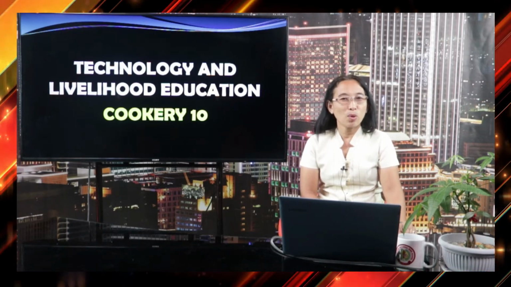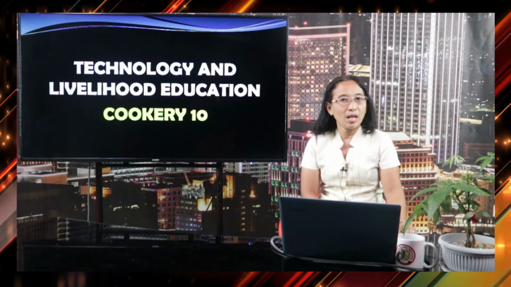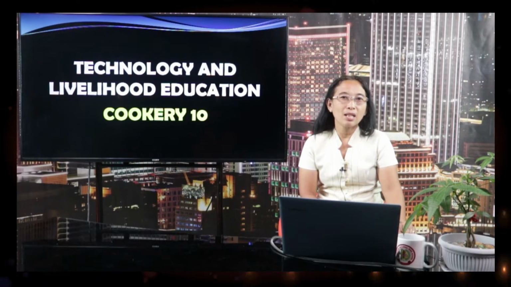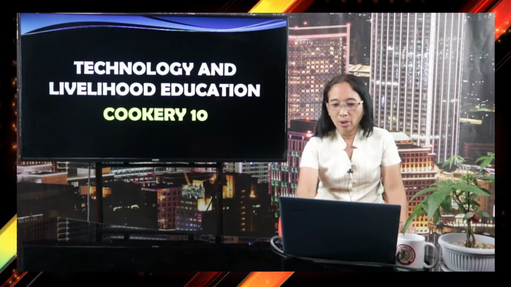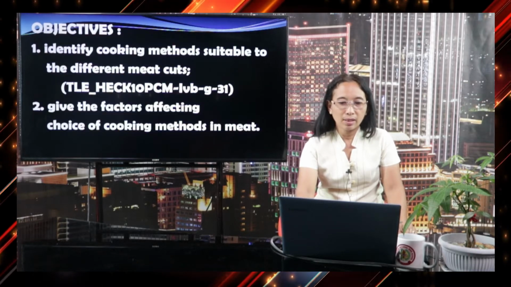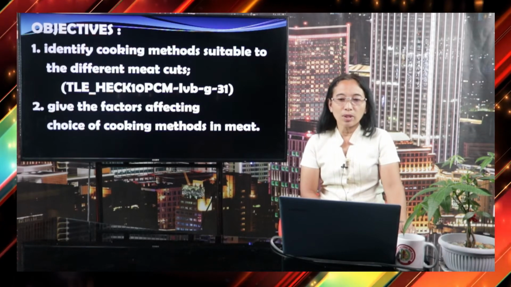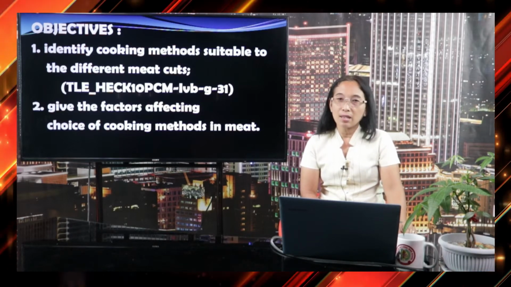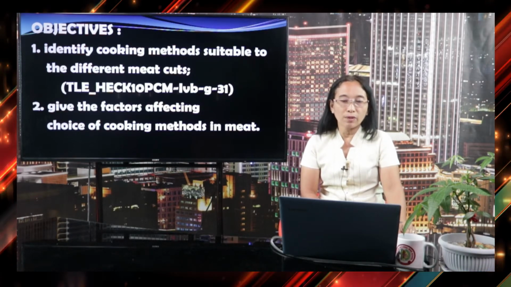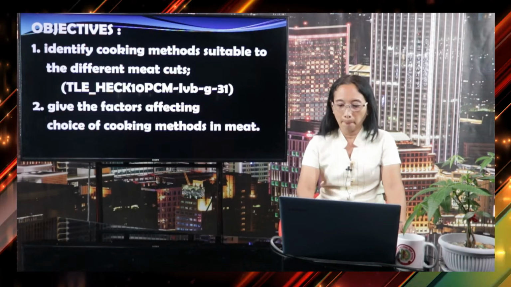Okay, this time, prepare yourself together with your modules, pen, and notes, because I will be delivering another topic in TLE Cookery 10 Quarter 4. Here are our objectives at the end of the lesson. First, identify cooking methods suitable to the different meat cuts. Second, give the factors affecting choice of cooking methods in meat.